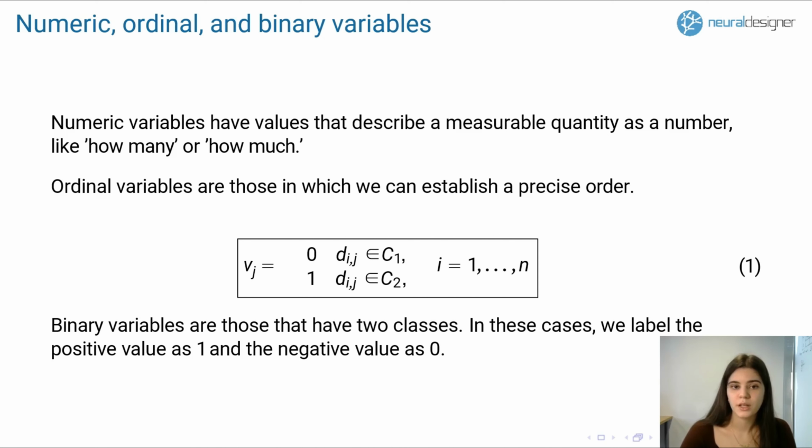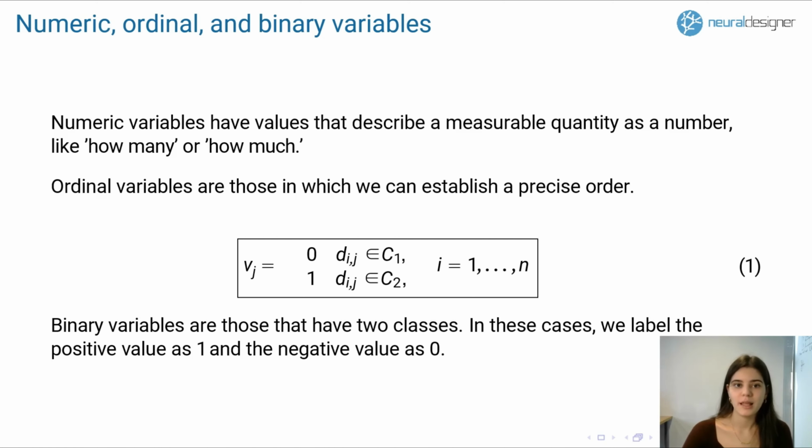Ordinal variables. Ordinal variables are those in which we can establish a precise order. For example, the education level, elementary school, high school, graduate degree, or the economic status, low, medium, high, are ordinal variables. We can easily codify ordinal values as numeric values by sorting them according to their order. For example, we can assign the number 1 to the first value, 2 to the second one, 3 to the third one, and so on.